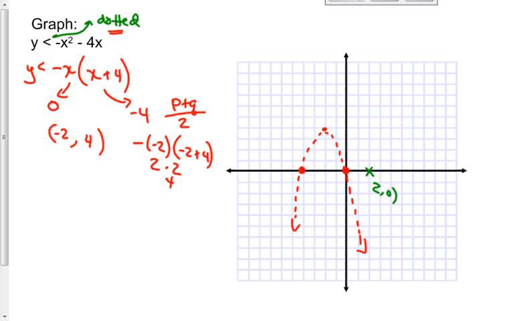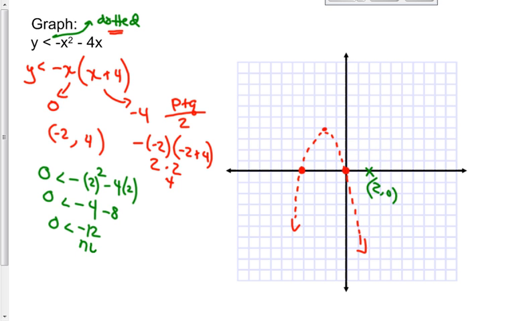2, 0. I don't have a negative number. It might be easier for some of you. I'm going to plug that back into the original and see if I get a true sentence or not. Y term is 0. Is this less than negative of, my x number was 2, 2 squared minus 4 times 2. Is 0 less than the opposite of 4 minus 8? Is 0 less than negative 12?